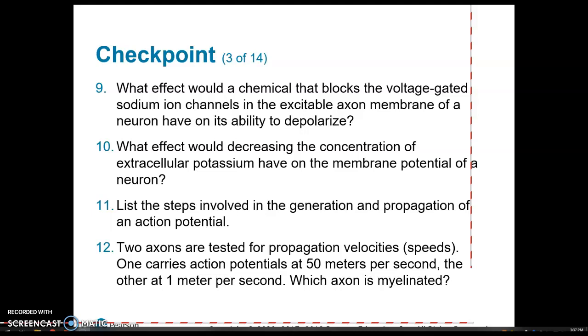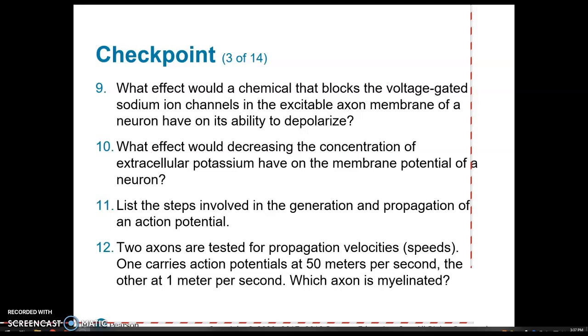Okay, let's look at number 9. What effect would a chemical that blocks the voltage-gated sodium ion channels in the excitable axon membrane of a neuron have on its ability to depolarize? What a question. Okay, it's just a lot of information, I know.